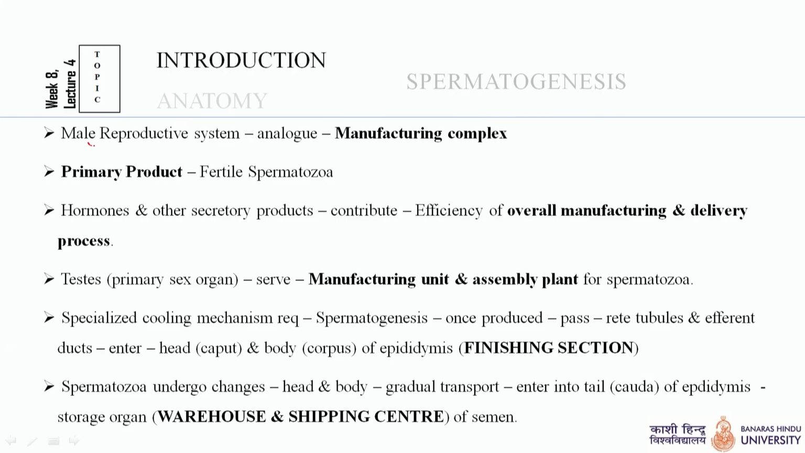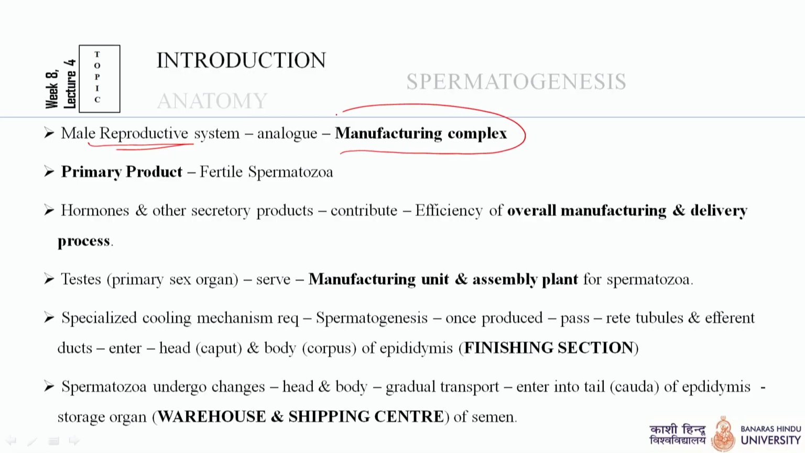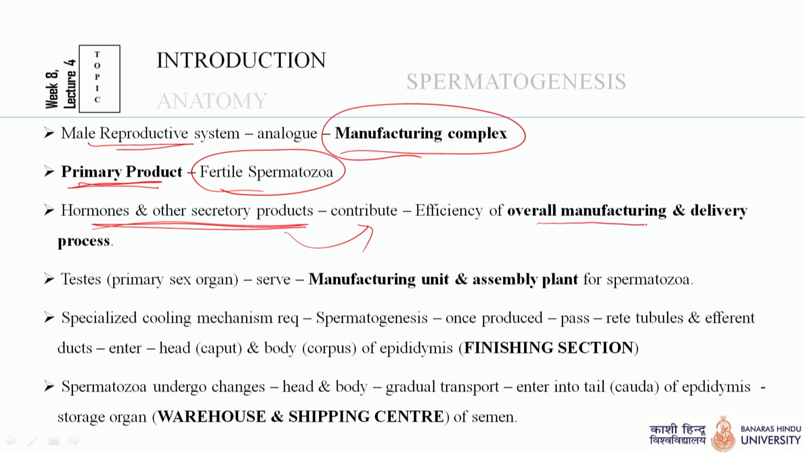So, the male reproductive system is analogous to a manufacturing complex. You can imagine the male reproductive system as a factory. The primary product produced in this factory is fertile spermatozoa, that means spermatozoa which are able to fertilize. Then the hormones and other secretory products contribute to the efficiency of the overall manufacturing and delivery processes. So first is the primary product. Next, to enhance the manufacturing and delivery process, the hormones and other secretory products regulate it.